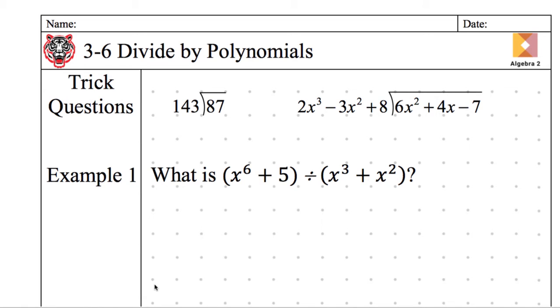All right, we're in Algebra 2. We are on Lesson 3-6. Today is November 8th, 11/8. So, dividing by polynomials. 3-4 was dividing by monomials. 3-5 was dividing by binomials. Today is dividing by polynomials. So it's a review of 3-5 with an added little trick.